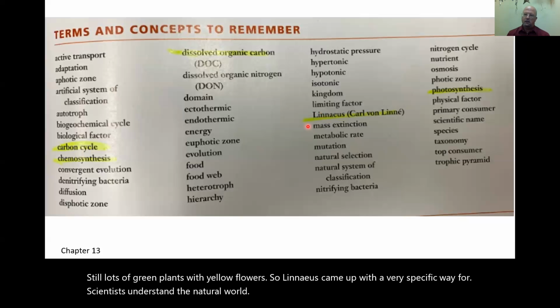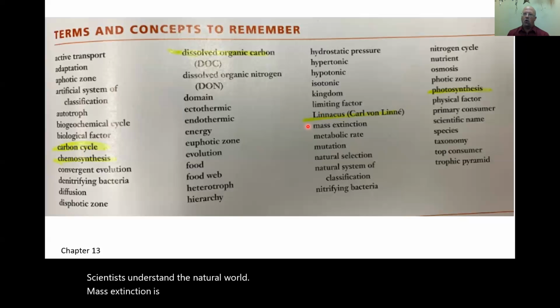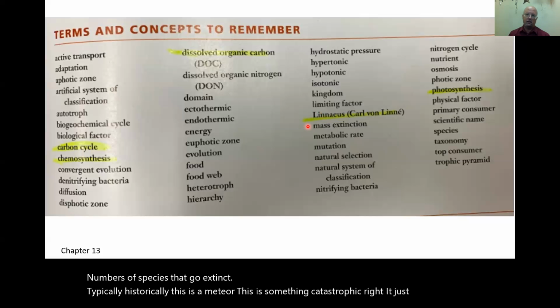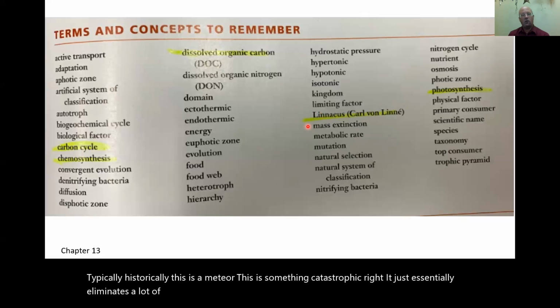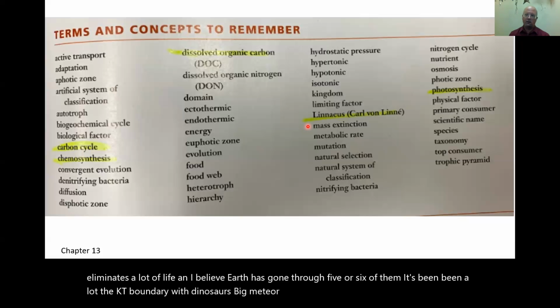Mass extinction is whenever you have large numbers of species that go extinct. Typically, historically, this is a meteor, this is something catastrophic, right? It just essentially eliminates a lot of life. And I believe Earth has gone through 5 or 6 of them. It's been a lot. The KT boundary with the dinosaurs. A big meteor came, wiped out a lot of life.